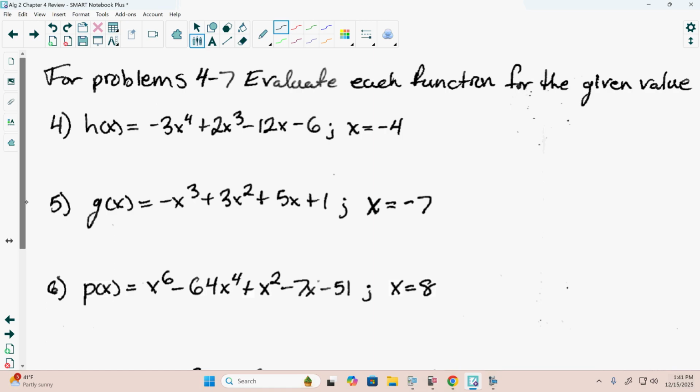Four through 7, which one do we want to look at? Number 5. All right, guys, focus in. Number 5, 4 through 7, evaluate each function for the given value.